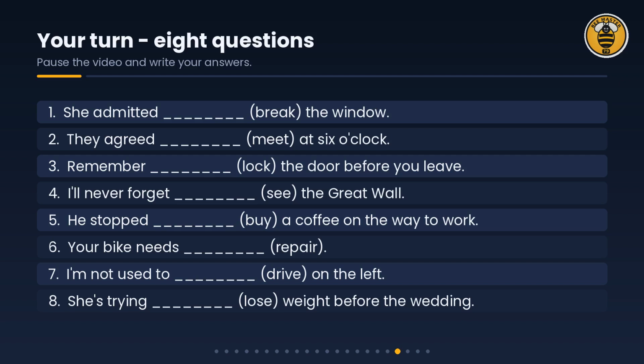6. Your bike needs blank repair. 7. I'm not used to blank drive on the left. 8. She's trying blank lose weight before the wedding. Pause here.